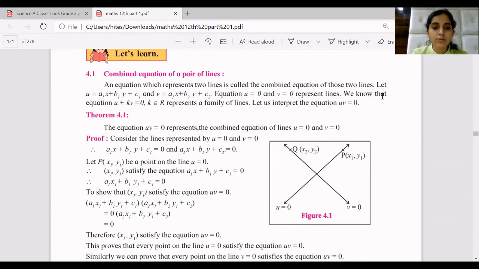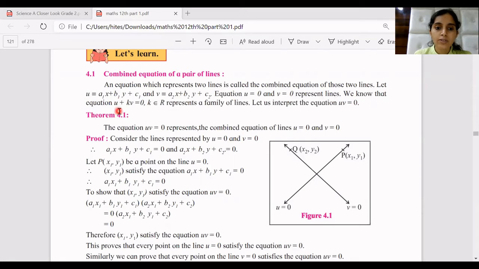Let u equal to a1x plus b1y plus c1 and v equal to a2x plus b2y plus c2 be the equations of two lines, u equal to 0 and v equal to 0. So we're representing two lines over here by u and v. Here we are, two lines, u equal to a1x plus b1y plus c1 and v equal to a2x plus b2y plus c2, both equated to 0 to represent lines.